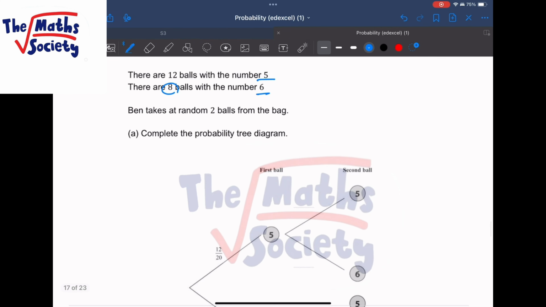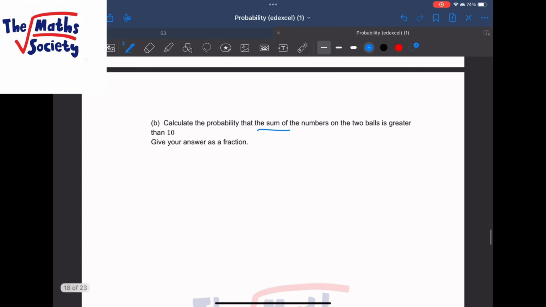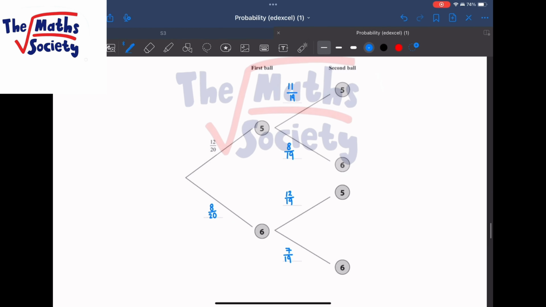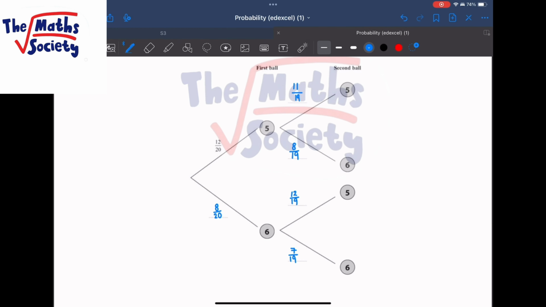And 7 by 19, because this time it is the 6 that is taken. And B, it says calculate the probability that the sum of the numbers of the 2 balls is greater than 10. Give your answer as a fraction. We just need to make sure that it's greater than 10. So it has to be 5 and 6 or 6 and 5, right? Oh, I'm sorry, 6 and 5 or 6 and 6.